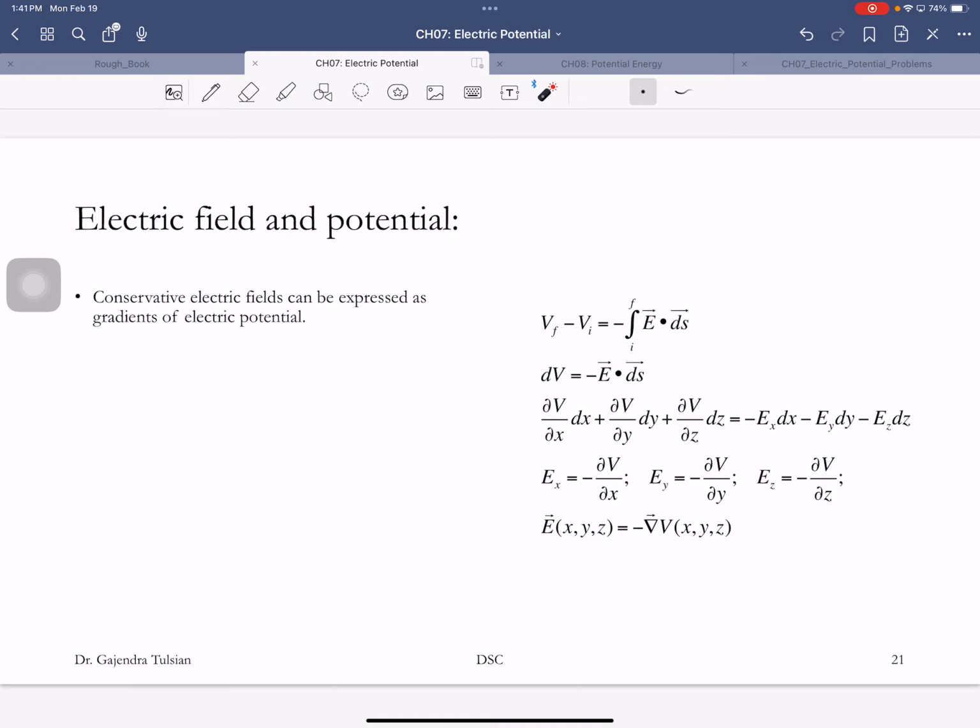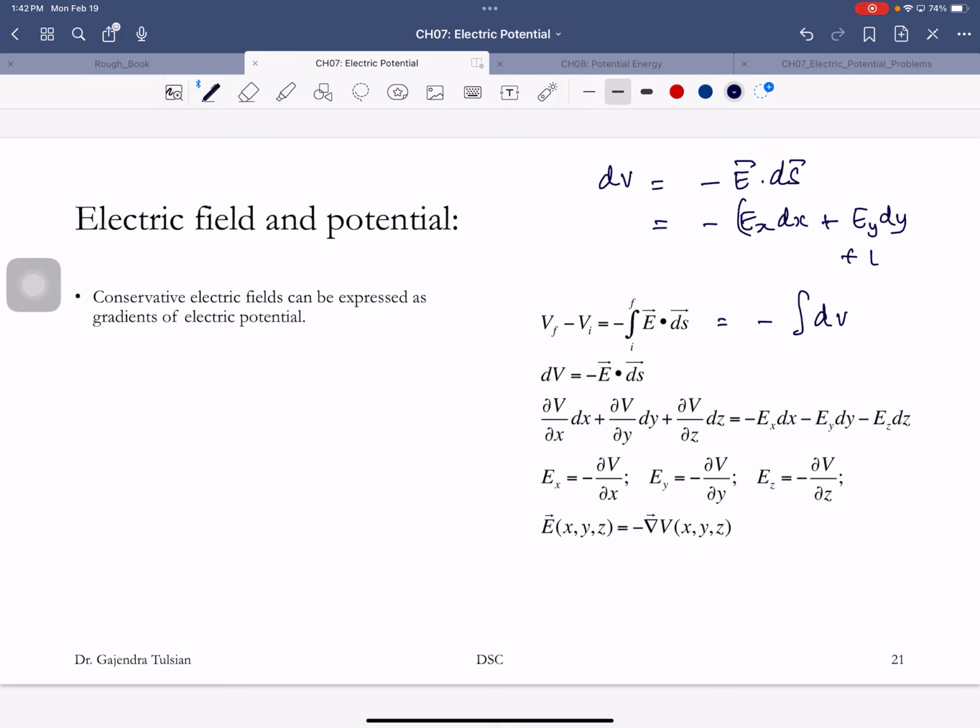So here was the definition. The change in electric potential is negative of this line integral, okay? And that's equal to negative of this line integral, which is really small changes in dV, okay? So small changes in dV is minus E dot ds. Okay? And so we'll do Cartesian coordinates, Ex dx plus Ey dy plus Ez dz.